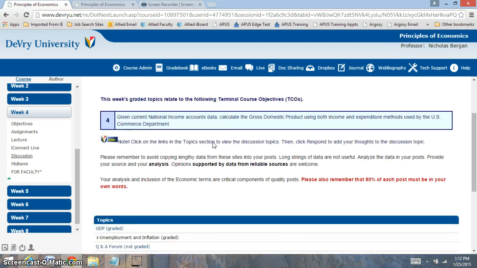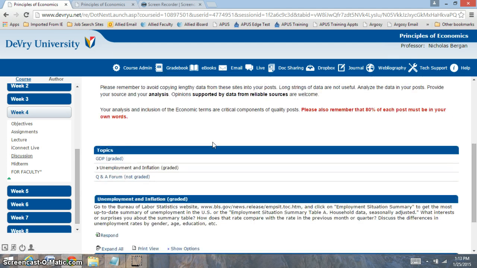The next discussion we're looking at deals with unemployment and inflation. Again, you're going to get the most up-to-date information on the unemployment rate. Make sure in the discussions that you have an APA formatted in-text citation and reference. That's very important to focus on. Then focus on what the unemployment rate and employment rate tell you about our economy. What does it establish? You want to compare it to previous years and previous months as well. Do you see any trends occurring with the unemployment rate? How's it going to affect your local economy? Those are some of the questions you want to focus on.